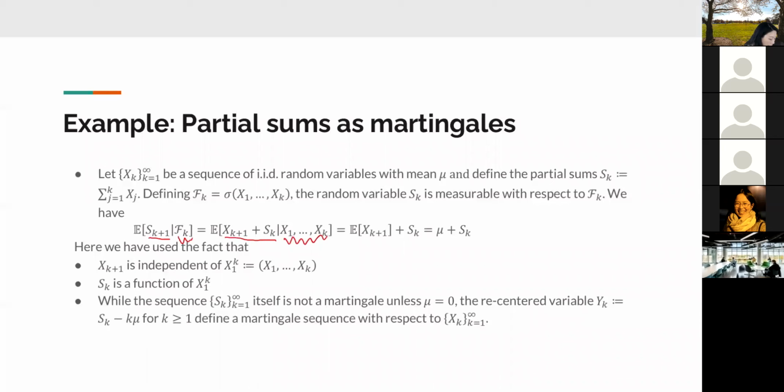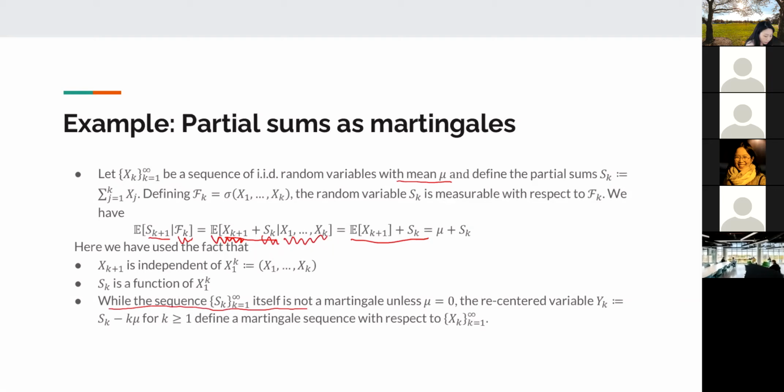You can see that because of the independence, because these are independent random variables, this part is gonna be the expectation of xk plus one conditioned on x1 to xk. They're independent, so you don't need this condition. So it is simply just the expectation of xk plus one. And the second one, sk, since you've determined x1 through xk, the expectation of sk is just itself because it's already determined. All right, so it becomes the expectation of xk plus one plus sk itself. All right, so what is the mean? As we know, the mean is mu, so it's gonna be mu plus sk. So what does this tell you, right? This tells you that while the sequence itself is not a martingale, right?